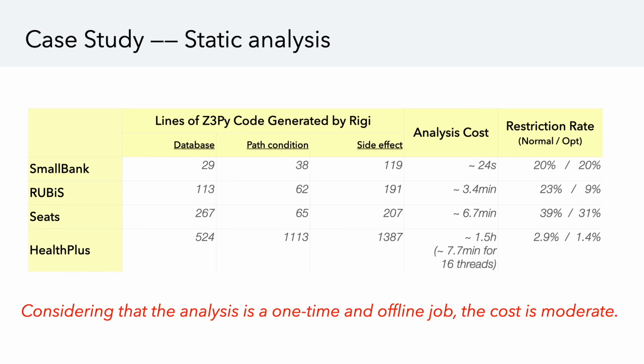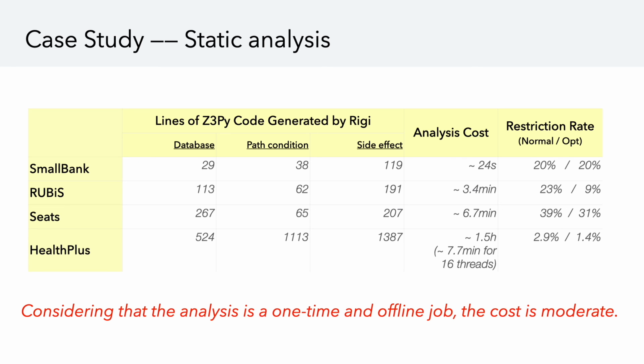Here we show the main static analysis results of Rigi. First, it reads the database organization files to produce the database-wide specifications about the table data structures. For this purpose, Rigi generates 29 to 542 lines of database specifications for the four applications. Second, Rigi traverses all code paths and creates 119 to 1,387 and 38 to 1,113 lines of side effect and path condition specifications, respectively.